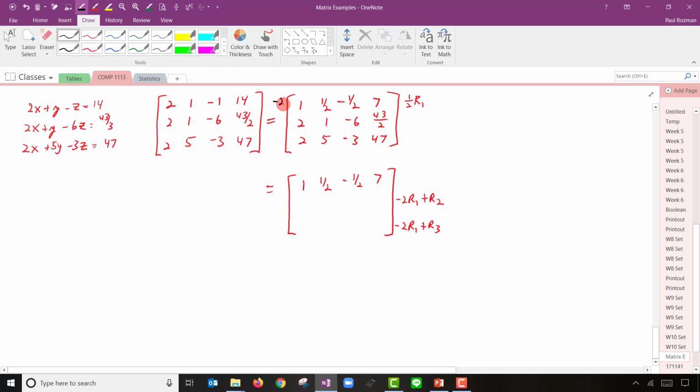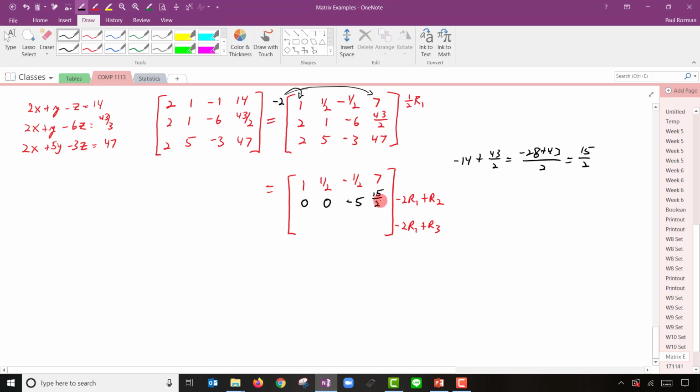So here we go. I'll just write my little cheat note here. I'm going to be multiplying by negative 2. So it'll be negative 2 times 1, which is negative 2, plus 2 gives us 0. And we do that for the whole row. So minus 2 times 1/2 is negative 1, and negative 1 plus 1 is 0. Negative 2 times negative 1/2 is positive 1, and 1 plus negative 6 is minus 5. And then we just keep going. We're over to the 7 now. Minus 2 times 7 is negative 14. And then we're going to add that to 43 over 2. So that's negative 28 plus 43 over 2, which ends up being 15 over 2.